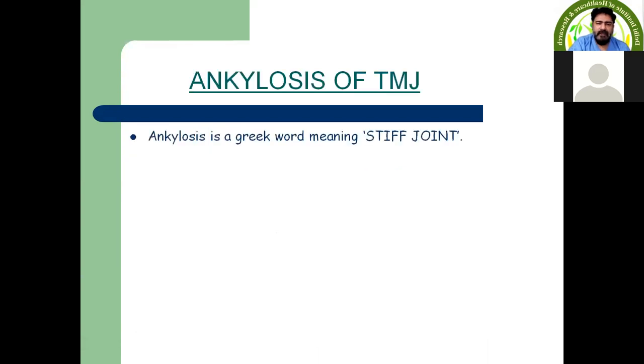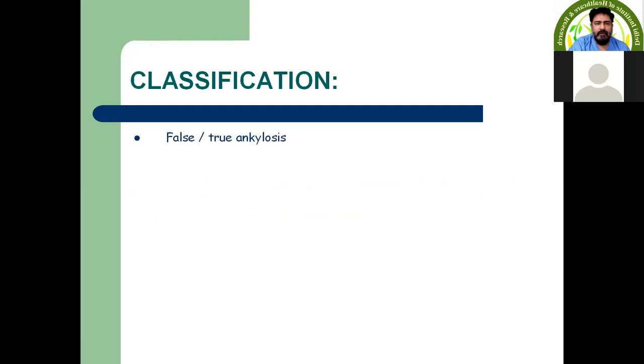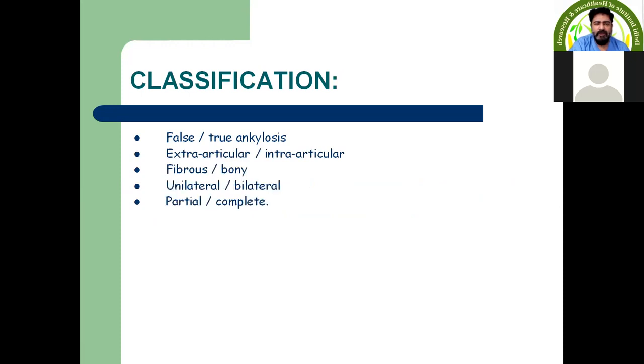Ankylosis of TMJ. Ankylosis is a Greek word. It means a stiff joint. It may be defined as a pathological fusion of the two articular components of the temporomandibular joint, which leads to inability to open the mouth from partial to complete. Classification falls into ankylosis: extra-articular or intra-articular, fibrous or bony, unilateral or bilateral, partial or complete.